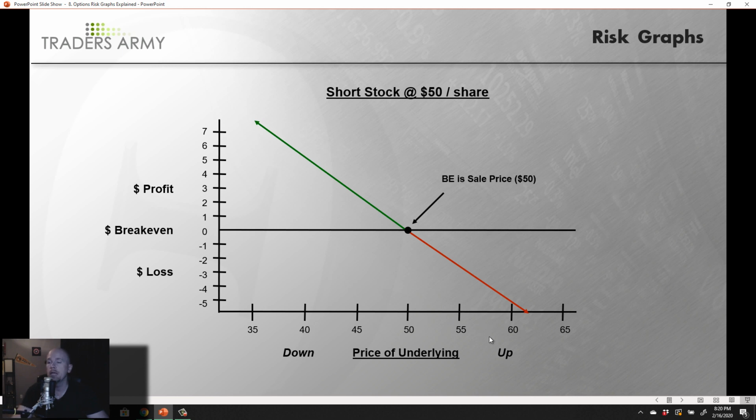And for most people, it's that this represents unlimited risk, right? You can see very clearly that if the stock continues to go up, your loss continues to get larger, right? Well, stock risk graphs are pretty easy to comprehend.